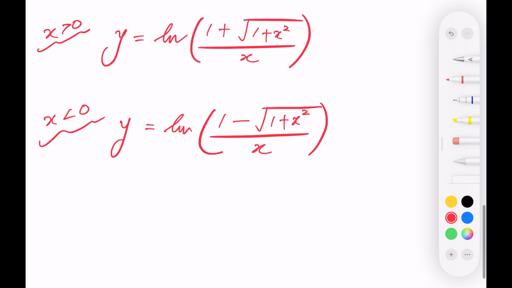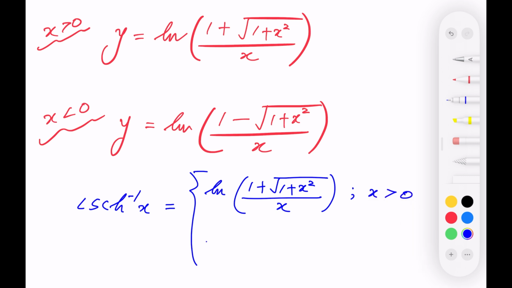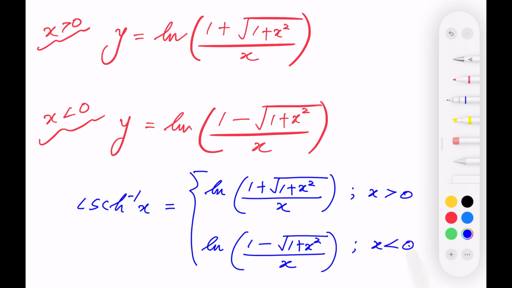So now we have derived the inverse hyperbolic cosecant function, cosech inverse x. We have two different equations. One is for the case where x is positive, the other one is for the case where x is negative. When x is positive, we have natural logarithm of 1 plus square root 1 plus x squared, all of that divided by x, when x is greater than 0. When x is less than 0, we have the other function, natural logarithm of 1 minus square root 1 plus x squared, all of that divided by x. That is for x less than 0.